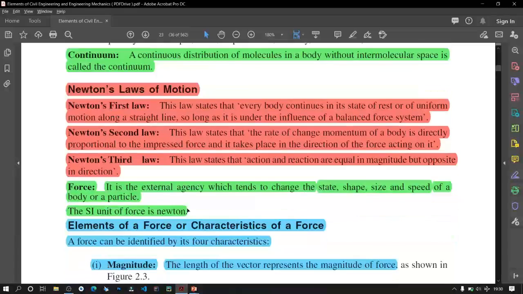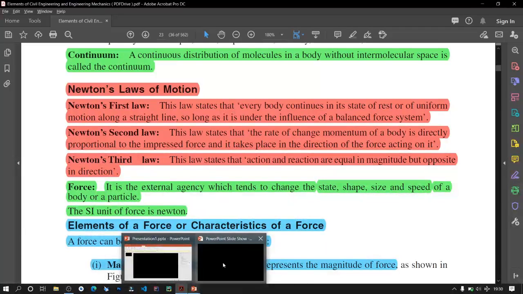Now Newton's laws of motion. Do you know what Newton's laws of motion are? The first one is the inertia law, that inertia stays the same always. The second one is the change of momentum, that F is equal to ma. And the third one is the law of action, that action is equal to reaction. Let me explain one thing, I think I should explain this.